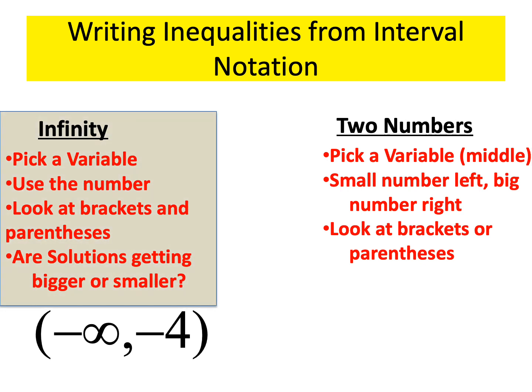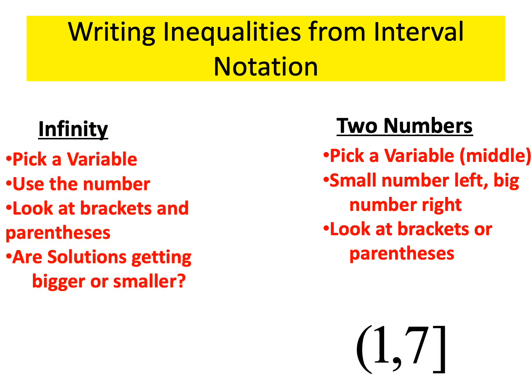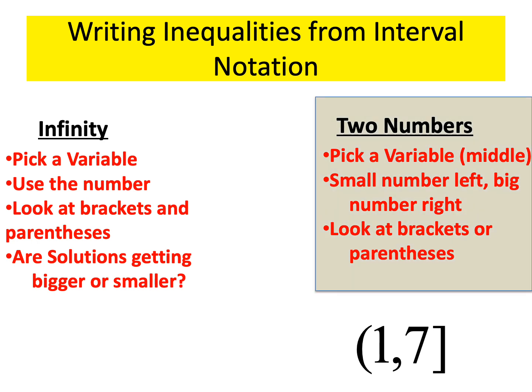All right. So we pick a variable. Here's one that has two numbers. These are the easy ones. For the two numbers, it says pick a variable in the middle. So guess what? I always pick x. Look at the left number and make it the left number. Look at the right number, make it the right number. See what I mean by these are easier?